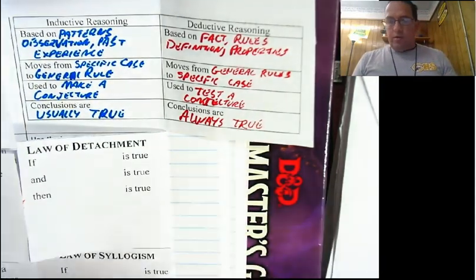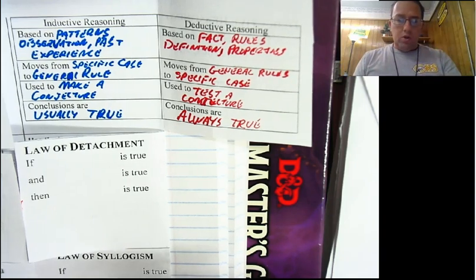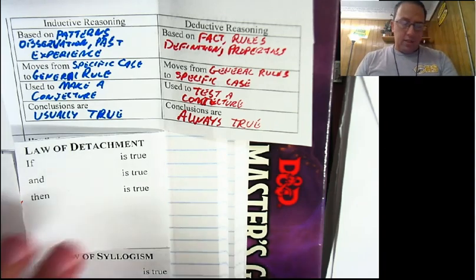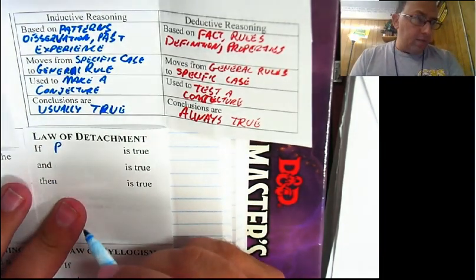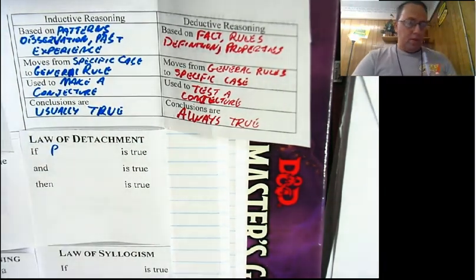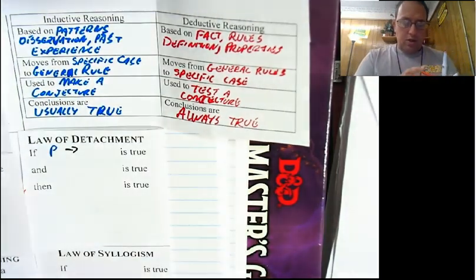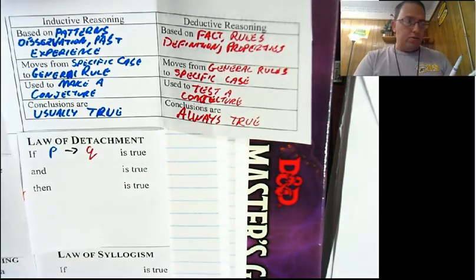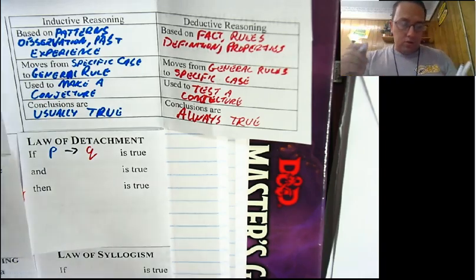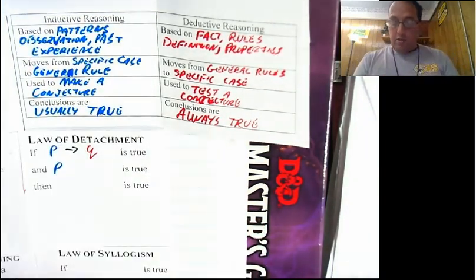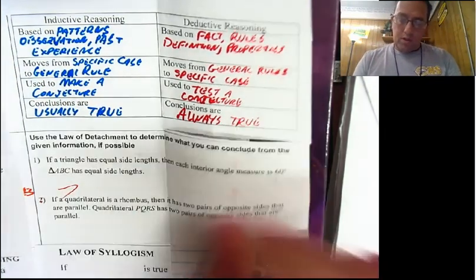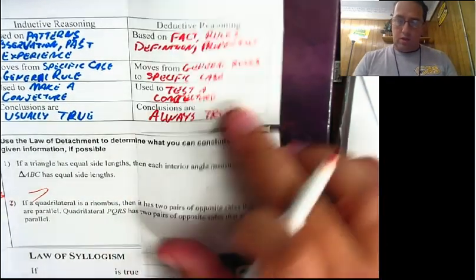Now, we will be mostly using deductive reasoning. We're going to talk about 2 laws of deductive reasoning. The first one is the law of detachment. What the law of detachment says is that if the statement, if P, then Q, if hypothesis, then conclusion, is a true statement, and P is true, then Q must also be true. All right? So let's take a look and see how this actually works, because that makes more sense.